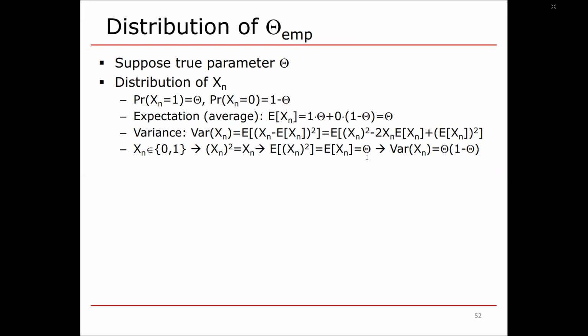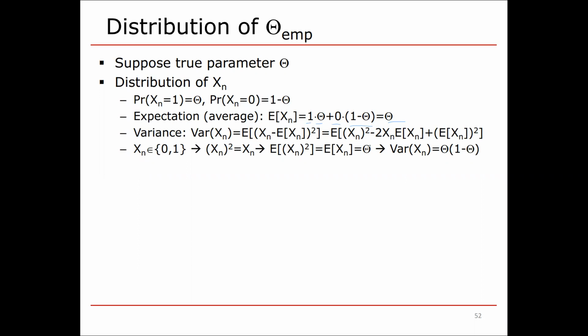So the probability of xn being equal to 1 is theta. The probability that it's equal to 0 is 1 minus theta. The expectation or average value of xn is, well, with probability theta, I have a 1, so I multiply by 1. And with probability 1 minus theta, I have a 0, and I multiply by 0. 1 times theta plus 0 is theta. So that's the expected value.